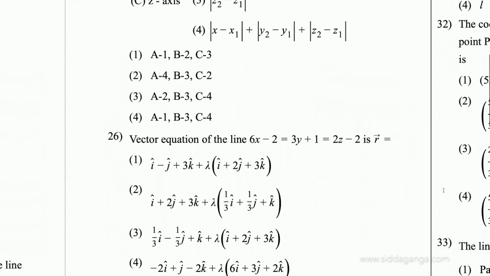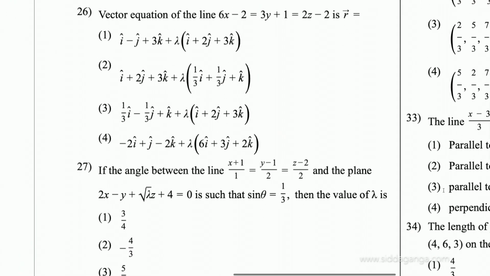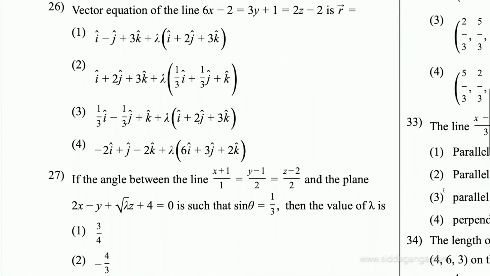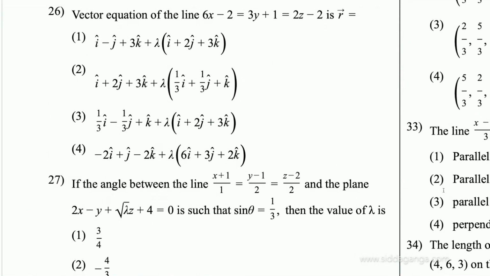Okay, let me move to the 26th one. Vector equation of the line 6x minus 2 equal to 3y plus 1, that is equal to 2z minus 2.